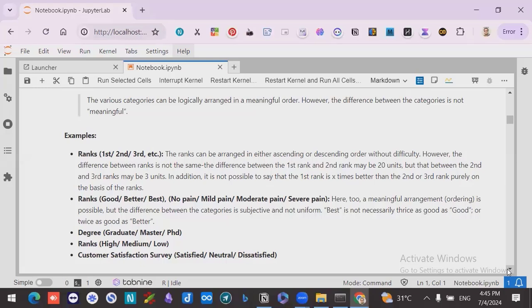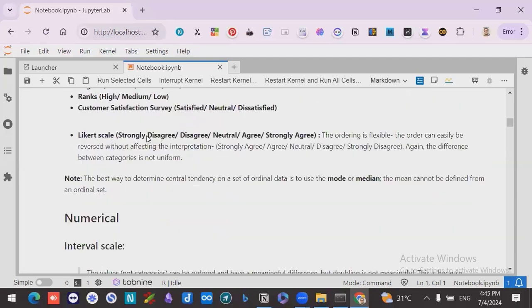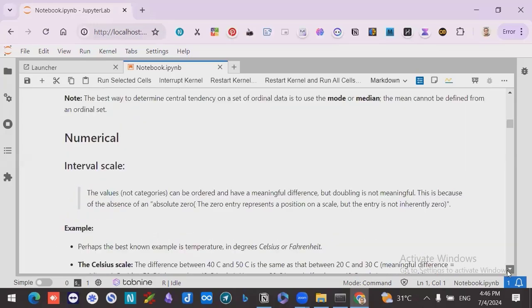You can take other degrees as well, educational degrees. For example, graduate, master, PhD. Now, obviously, PhD is a higher level compared with master's and graduate or undergraduate. Now, take the ranks as well. So high, medium, low we also use, and in a customer satisfaction survey: satisfied, neutral, or dissatisfied. Liking scale is also something I give here. So a person might disagree, strongly disagree is different, completely disagree. So that's why we will move ahead: order matters, ordinal.